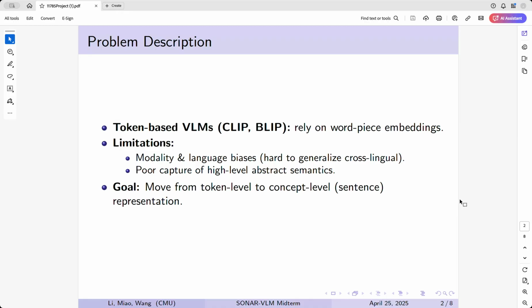Second, these models struggle to capture high-level abstract semantics, which are crucial for tasks involving reasoning and conceptual understanding. Motivated by this, our project aims to shift from token-level to concept-level representations by applying principles from LCMs to enhance abstraction, reasoning, and multimodal alignment in VLMs.